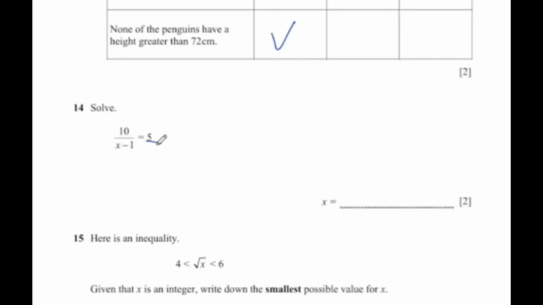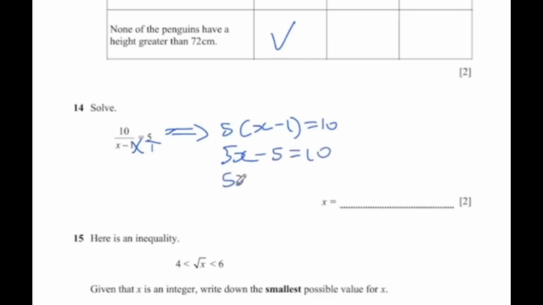Question 14. So let's solve this equation. We cross multiply. If we cross multiply this, we have 5 times (x minus 1) equals 10. So 5x minus 5 is equal to 10. 5x is 10 plus 5. 5x is equal to 15. We divide both sides by 5, and finally we get x equals 3.